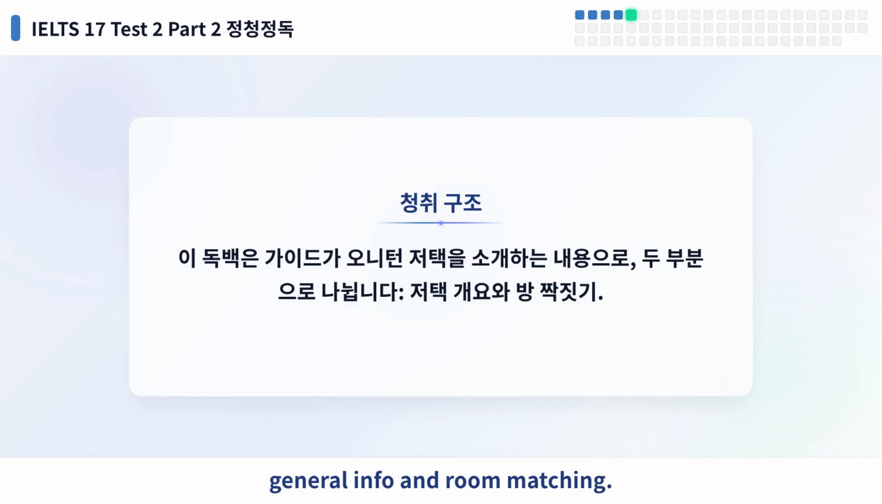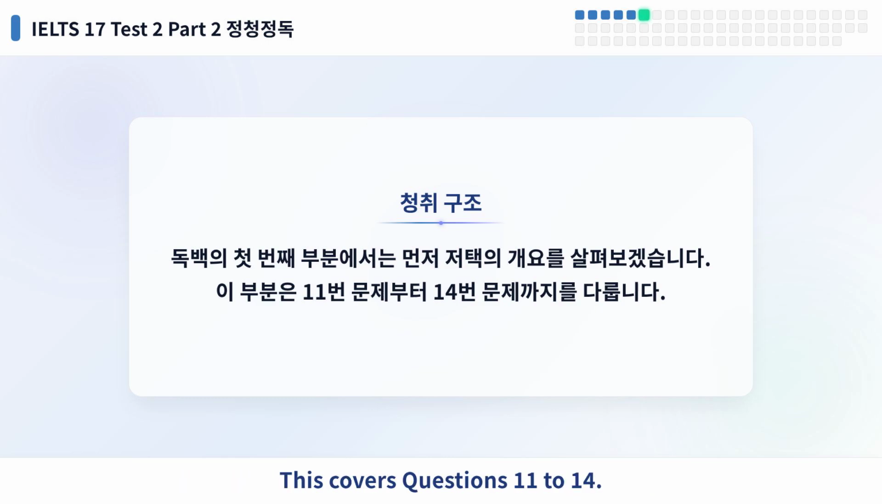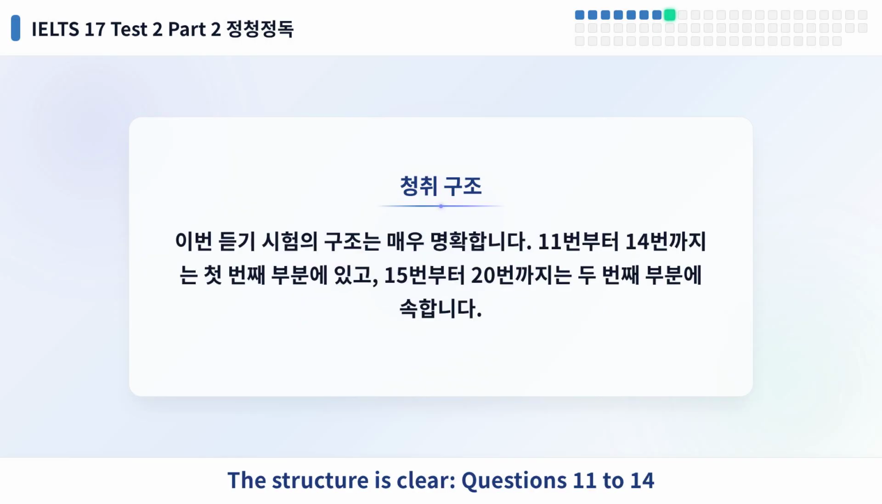A guide introduces Oniton Hall in 2 parts, general info and room matching. In the first part, we look at the hall's general info. This covers questions 11 to 14. In the second part, we listen for room matching. This covers questions 15 to 20.